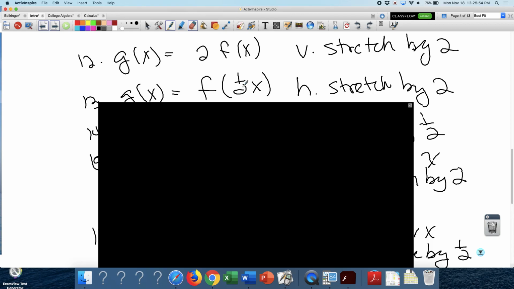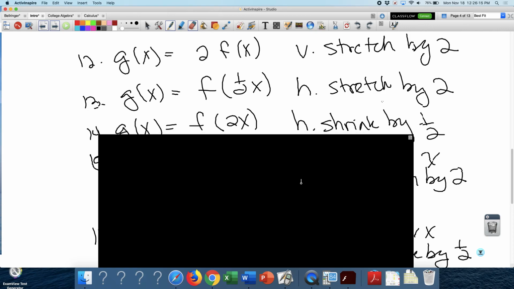Now look at the difference. This 1/2, is it inside or outside brackets? Inside. So it deals with your horizontal. It's a horizontal stretch by 2. Is B the only one you flip? Yes. B's the only one you flip.